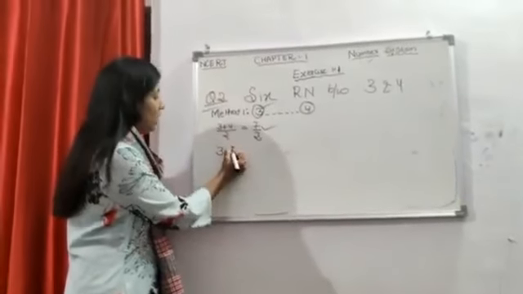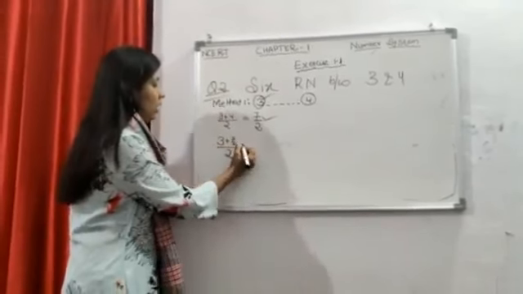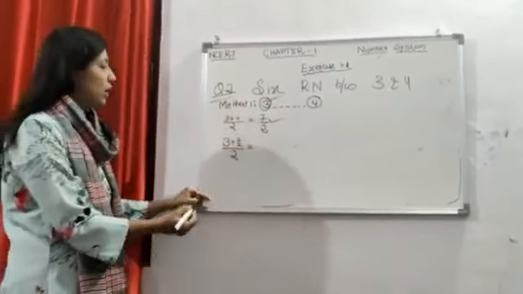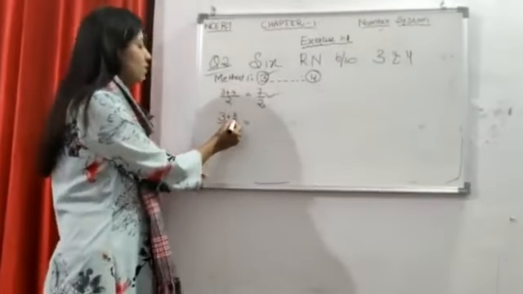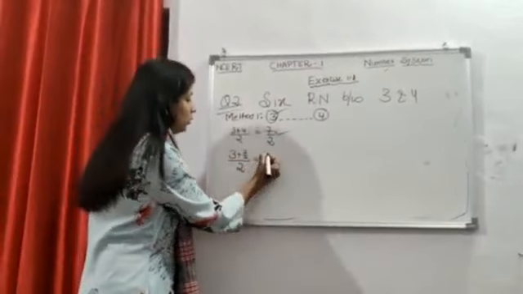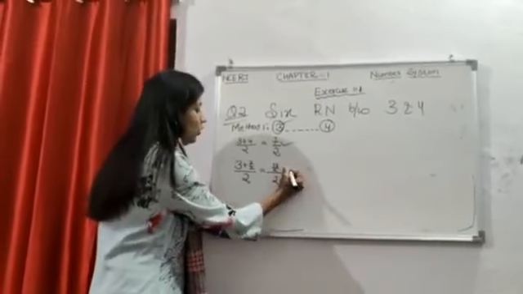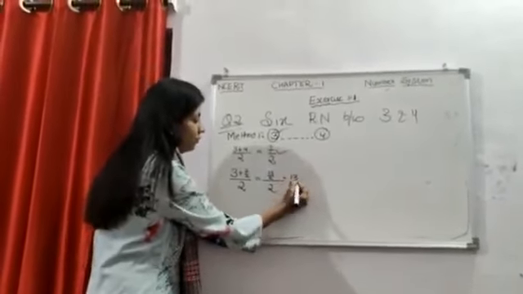So what will be the mean of 3 and 7 upon 2? It will be 3 plus 7 upon 2, whole upon 2. If you solve this, what do you get? 3 times 2 is 6, 6 plus 7 is 13, so 13 upon 2 upon 2. So it will be 13 upon 4.